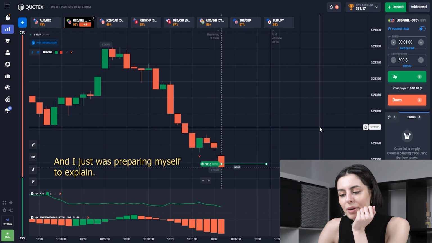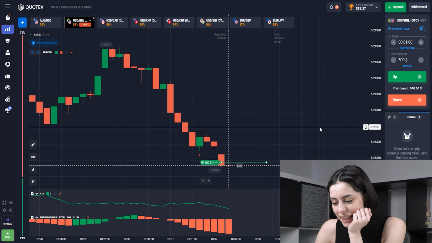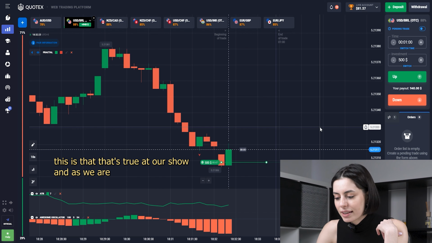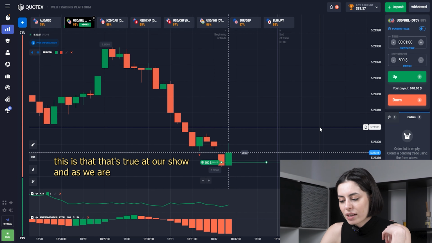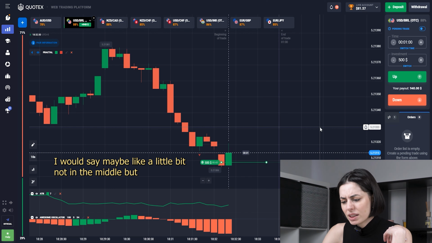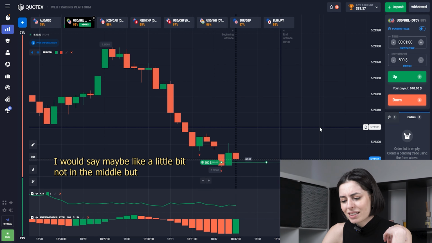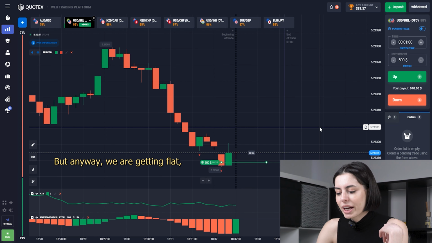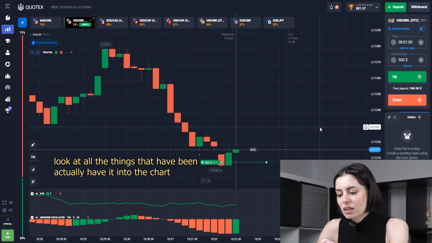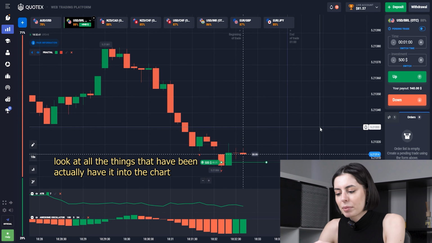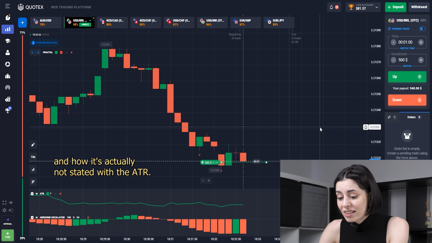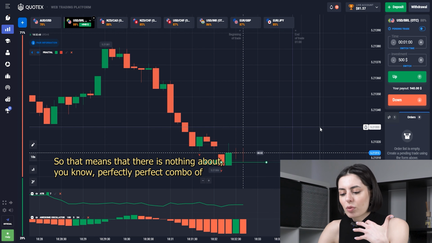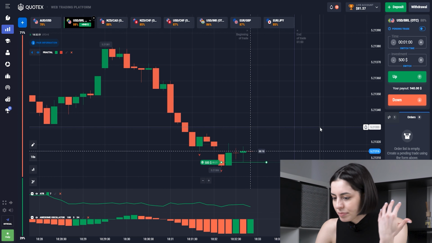I was just preparing myself to explain. So first of all, the fractal is showing us we're getting downward. This is it, that's true. ATR is showing us we are, maybe, a little bit more down than the middle. But anyway, we are getting flat. So please look at all the things that have been happening to the chart and how it's not stated with the ATR.